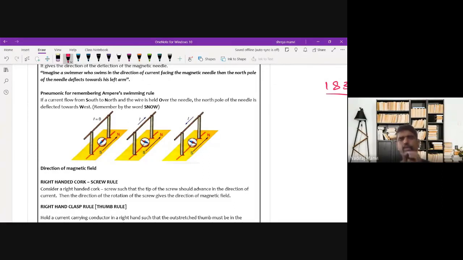So whatever idea I got now, it is because of all this. So this is what we are studying in this particular chapter. Clear? Anything with respect to Oersted's experiment?